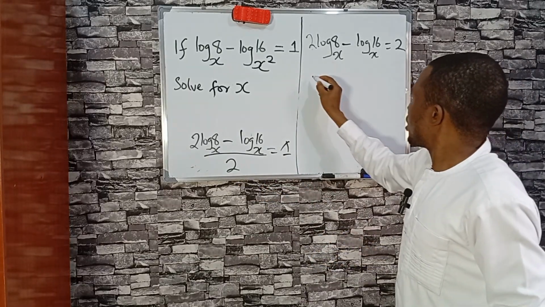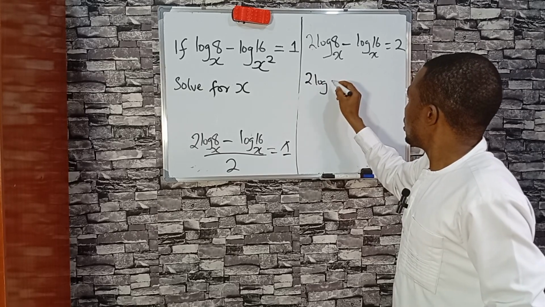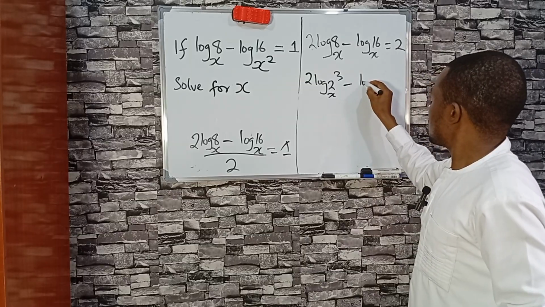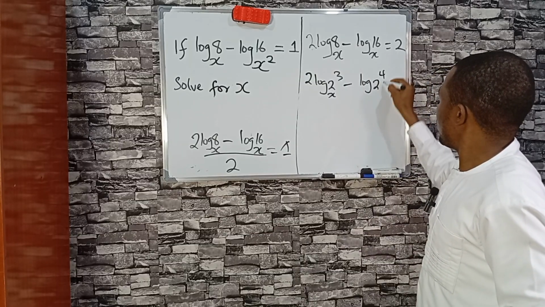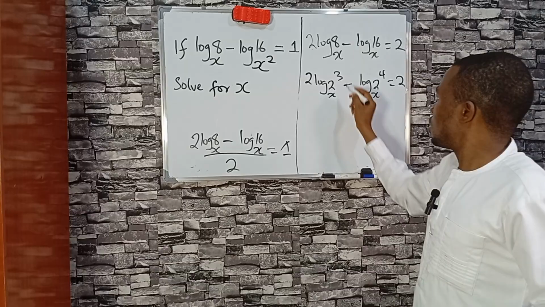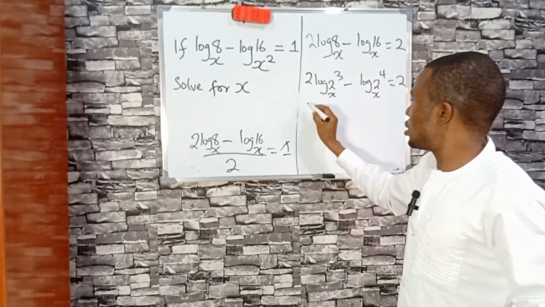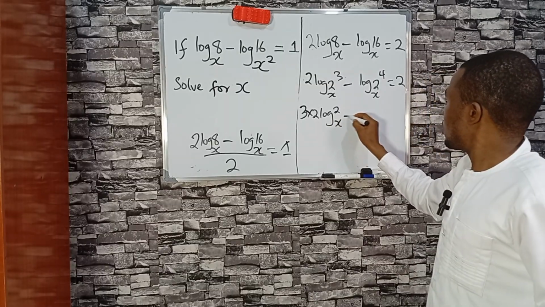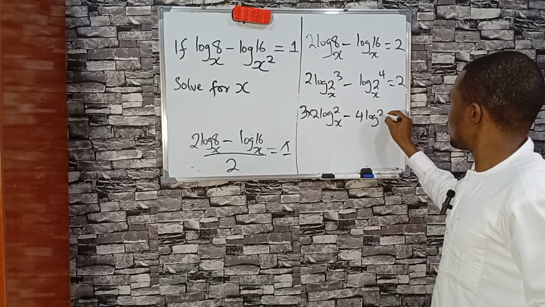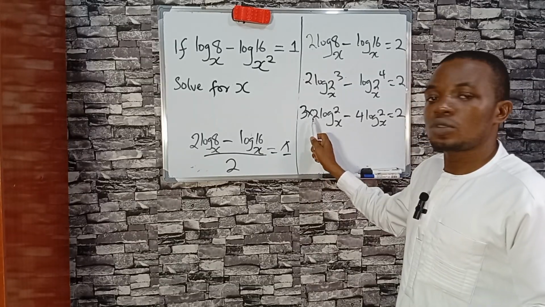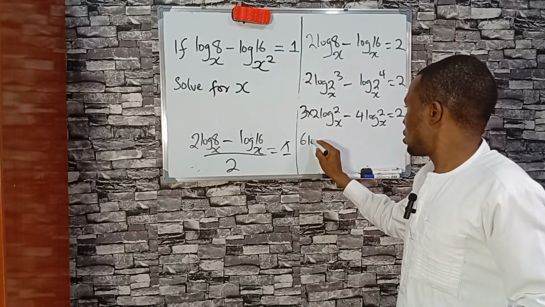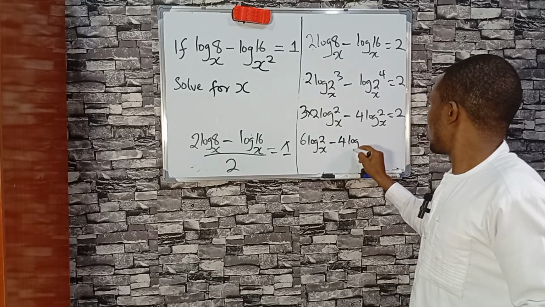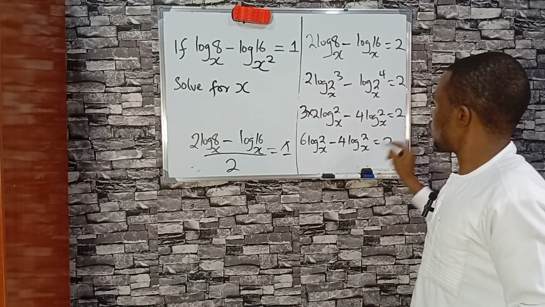Of course, we can write 8 as 2 cubed, 16 as 2 raised to the power 4 equals to 2. Then the 3 we multiply 2 that is here, that will be 3 times 2 log 2 base x minus 4 log 2 base x equals to, so 3 times 2, that will be 6 log 2 base x minus 4 log 2 base x equals to 2.